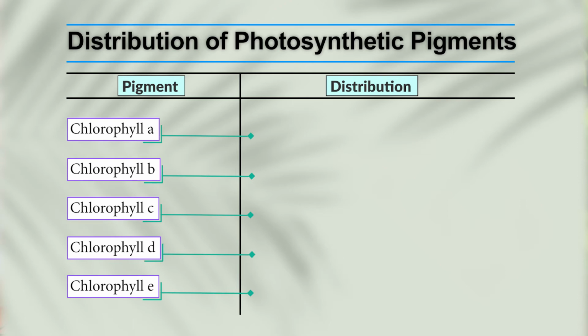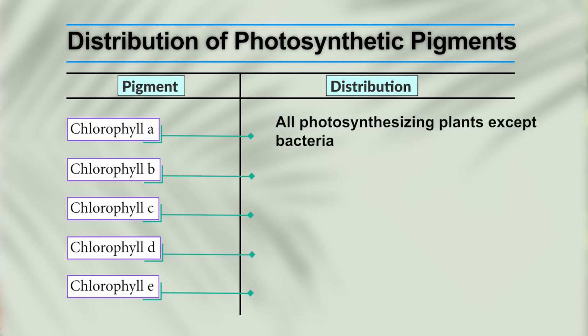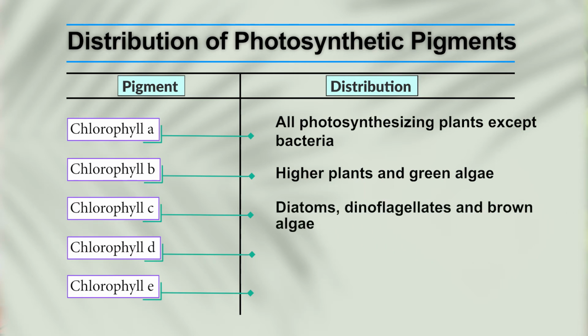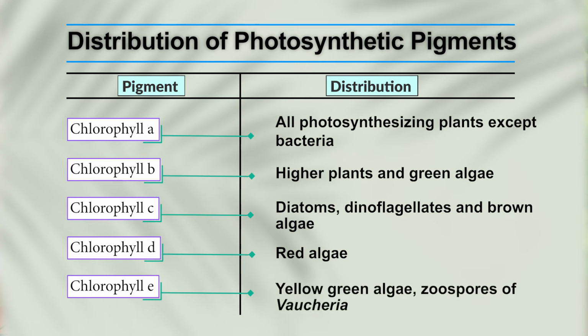Chlorophyll A is known as the universal photosynthetic pigment because it is present in all plants and algae, that is green algae or other forms of algae, but not in case of bacteria. Chlorophyll B is present only in higher plants and green algae. Chlorophyll C is present in diatoms, dinoflagellates and brown algae, whereas chlorophyll D is present in red algae and chlorophyll E is present in yellow-green algae or in the zoospores of Vaucheria.